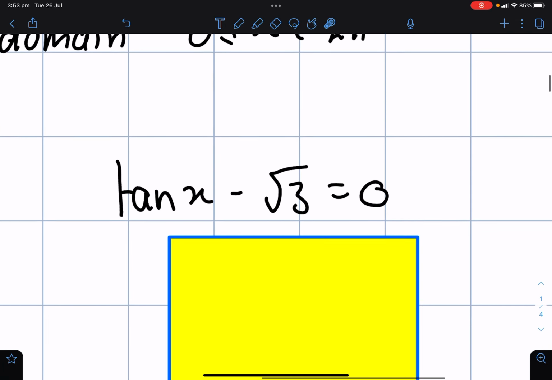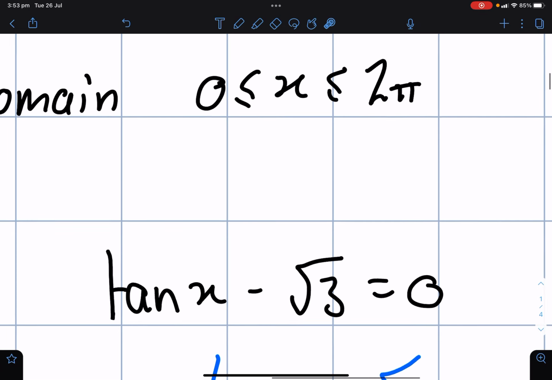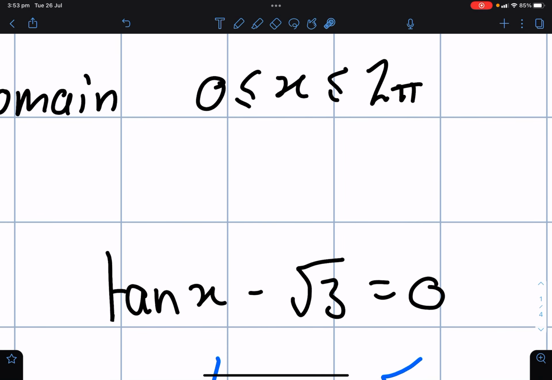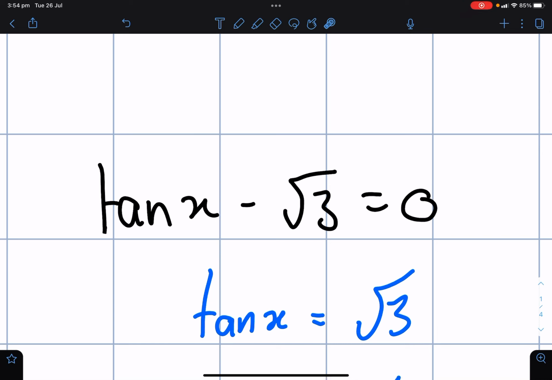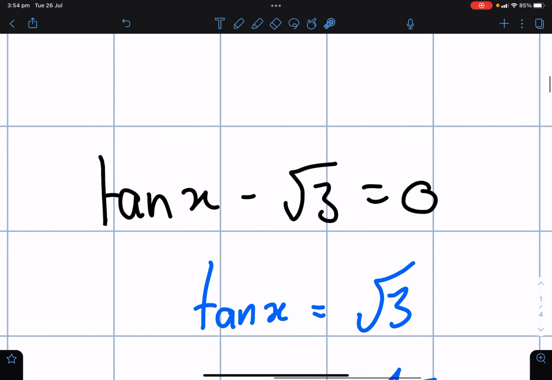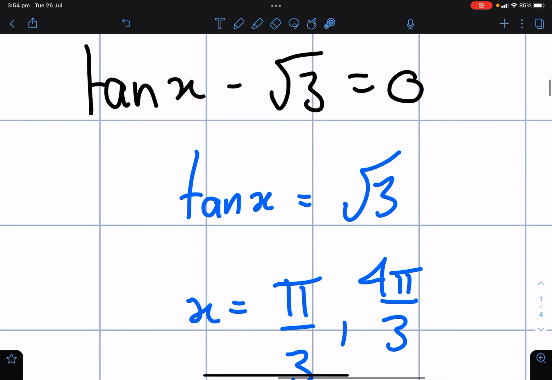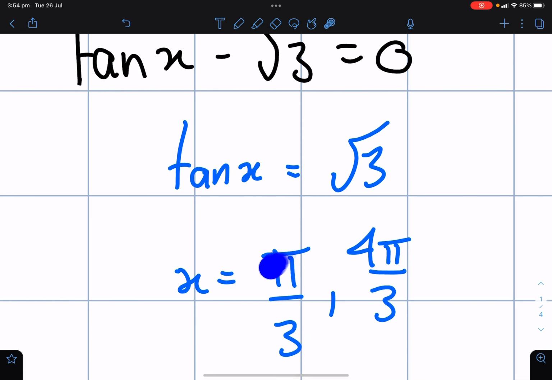Now example 2, we've got tan x minus root 3 equals 0. Again, we're trying to get tan x by itself. To do that, all we need to do is add root 3 to both sides. Now we're looking for an angle that gives me a tan of positive root 3. If you're looking at your unit circle, hopefully yours has tan on it for you. If not, what you need to do is the sine value divided by the cosine value. Hopefully you find that x is equal to pi on 3 and 4 pi on 3. So there are 2 values for x that make this true.